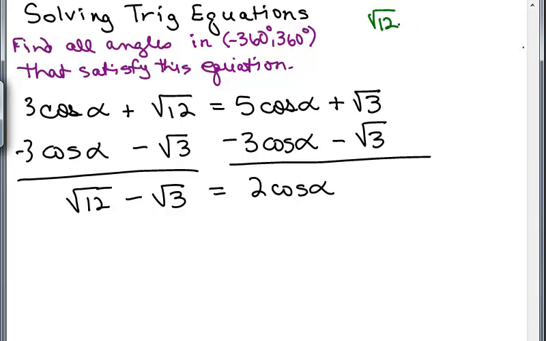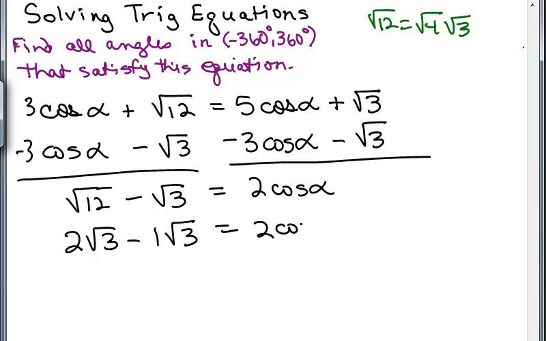Square root of 12 is the same thing as the square root of 4 times the square root of 3. So that's going to be 2 square roots of 3. So I'm going to simplify this to 2 square roots of 3. And remember what this is? This is the same as 1 square root of 3. You do not have to put the 1 in front of it, but I'm doing it so that you can see that my next step will be to subtract the coefficients, because now these are like terms. They're both square roots of 3. So that's 1 square root of 3, or just plain old square root of 3. So I have square root of 3 equals 2 cosine of alpha.